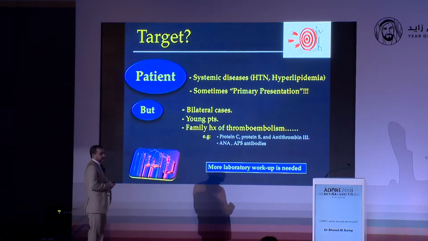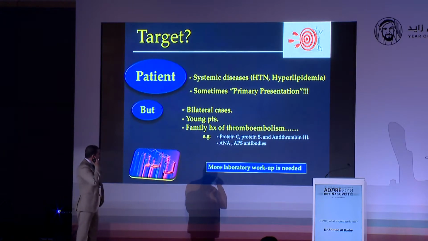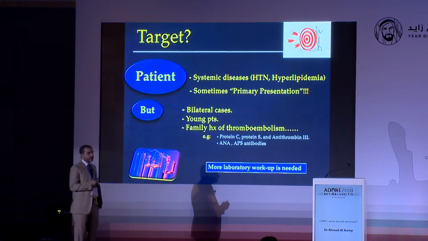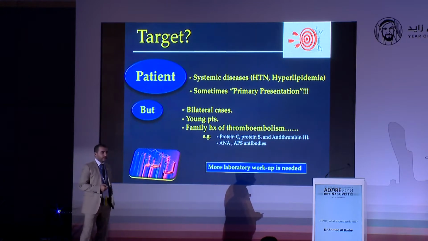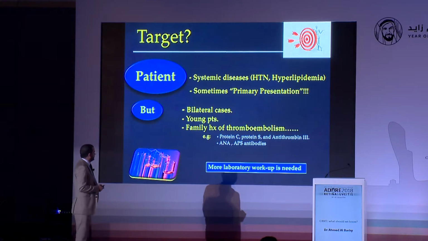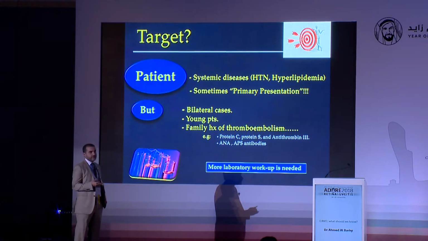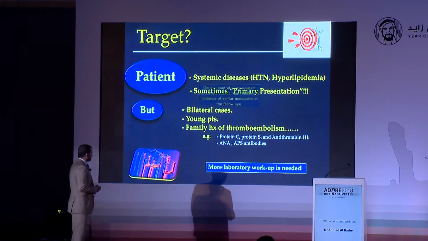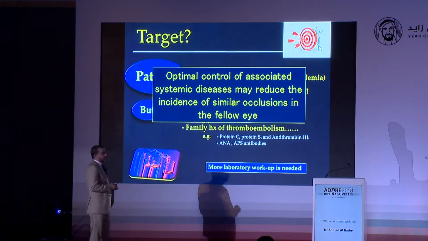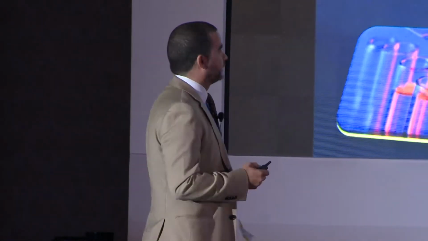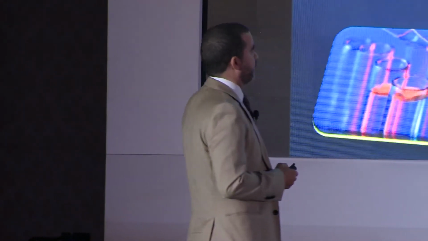But in bilateral cases, young patients, and a family history of thromboembolism, I think we need more workup, laboratory workup, to look for those cases. Not like old patients with hypertension, where there's no need to go for extensive workup. And we all know that optimal control of the systemic condition of the patients can really decrease the incidence of a similar occlusion in the fellow eye.